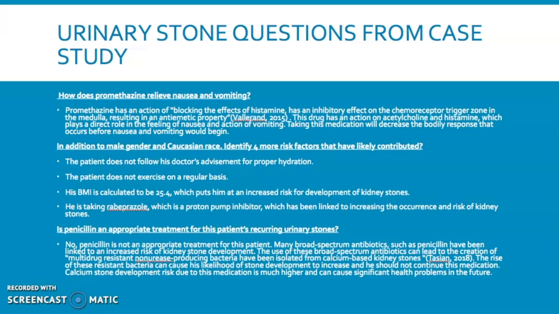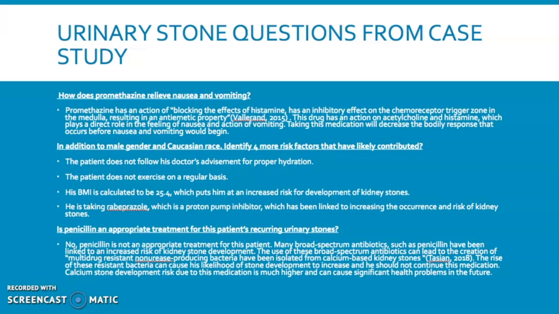In his chart, it said he didn't exercise on a regular basis, which is, as discussed before, something that's very important. His BMI was 25.4, which puts him also at an increased risk of kidney stones. The last thing is he is taking rabeprazole, which is a proton pump inhibitor, and they've been doing a lot of research and finding that it also does increase your risk of developing kidney stones.